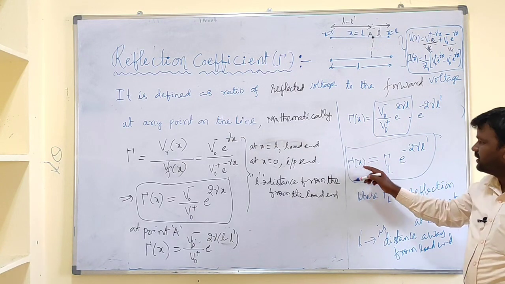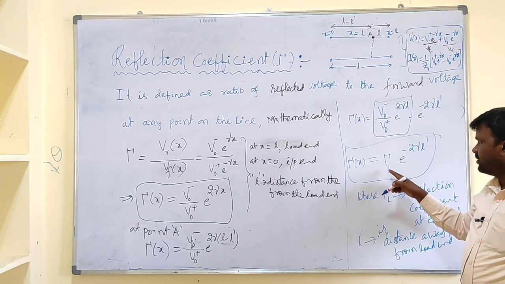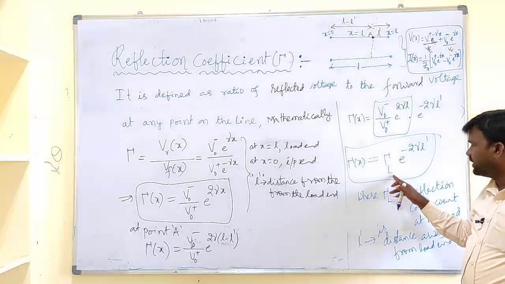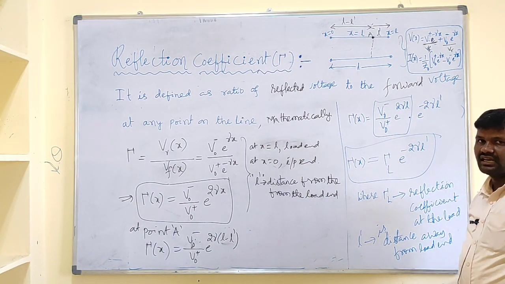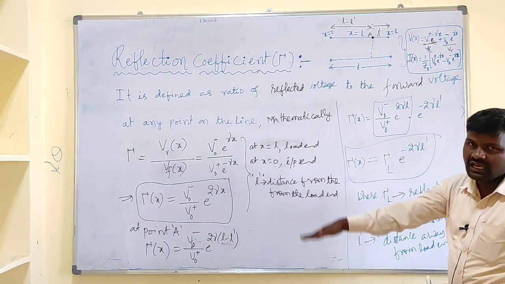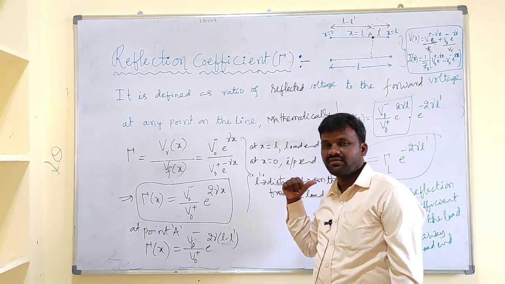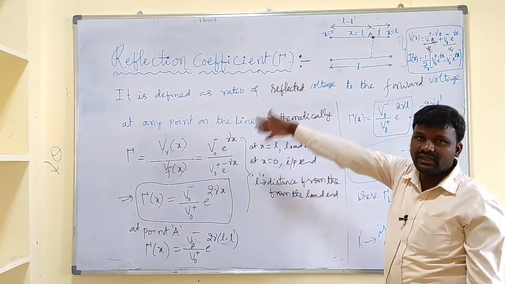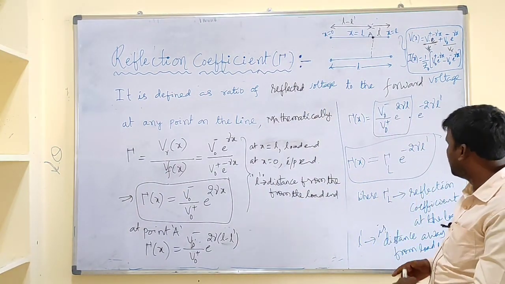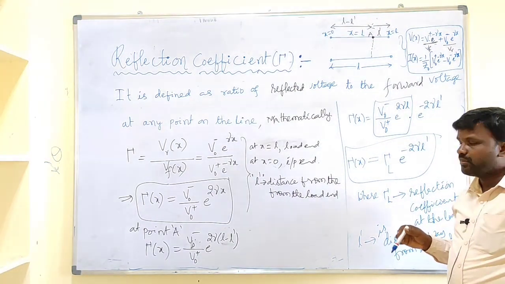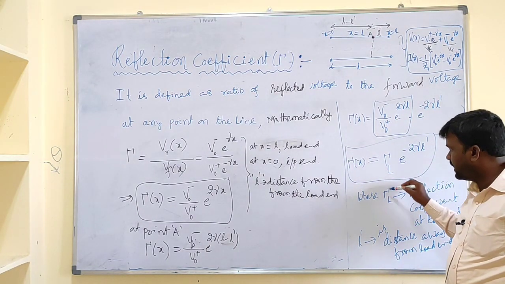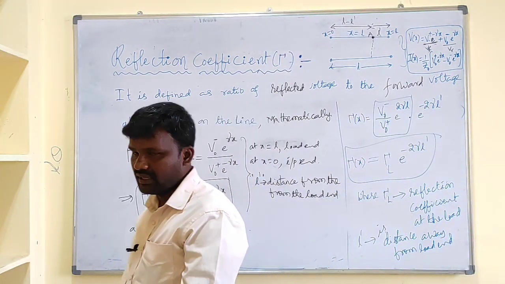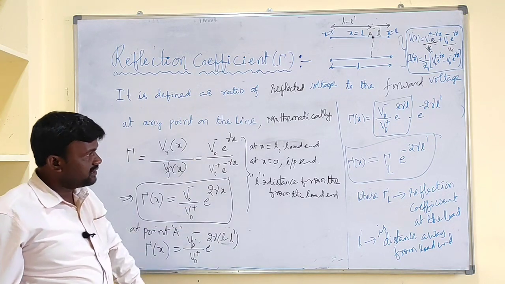Finally we got this: the reflection coefficient at any point is the reflection coefficient at the load end into e to the power minus 2 gamma L dash. L dash is the distance away from the load end; this point A is L dash distance away from the load end. So this is all about the reflection coefficient at any point on the line. Now we can derive the reflection coefficient at the load end. Please see this one.